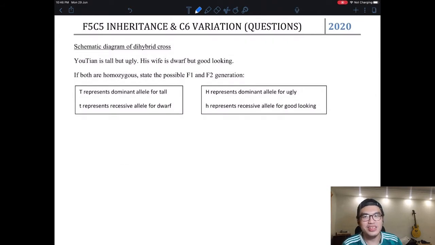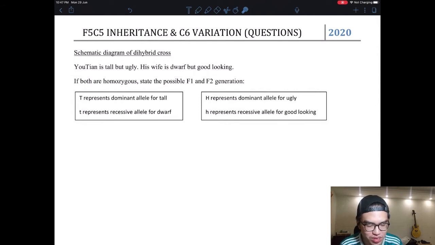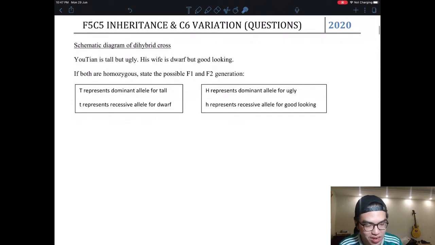Dihybrid cross. Okay, this is what we dread to see. So let's say Yutian is tall but ugly, wife is dwarf but good looking. If both are homozygous, state the possibility F1, F2 generation. So let's just imagine, he's tall, both are homozygous, which means he will be big T, but ugly. There's no gene for ugly, but this is just an assumption. Ugly is dominant. Would you look at that? So ugly means big H, big H.